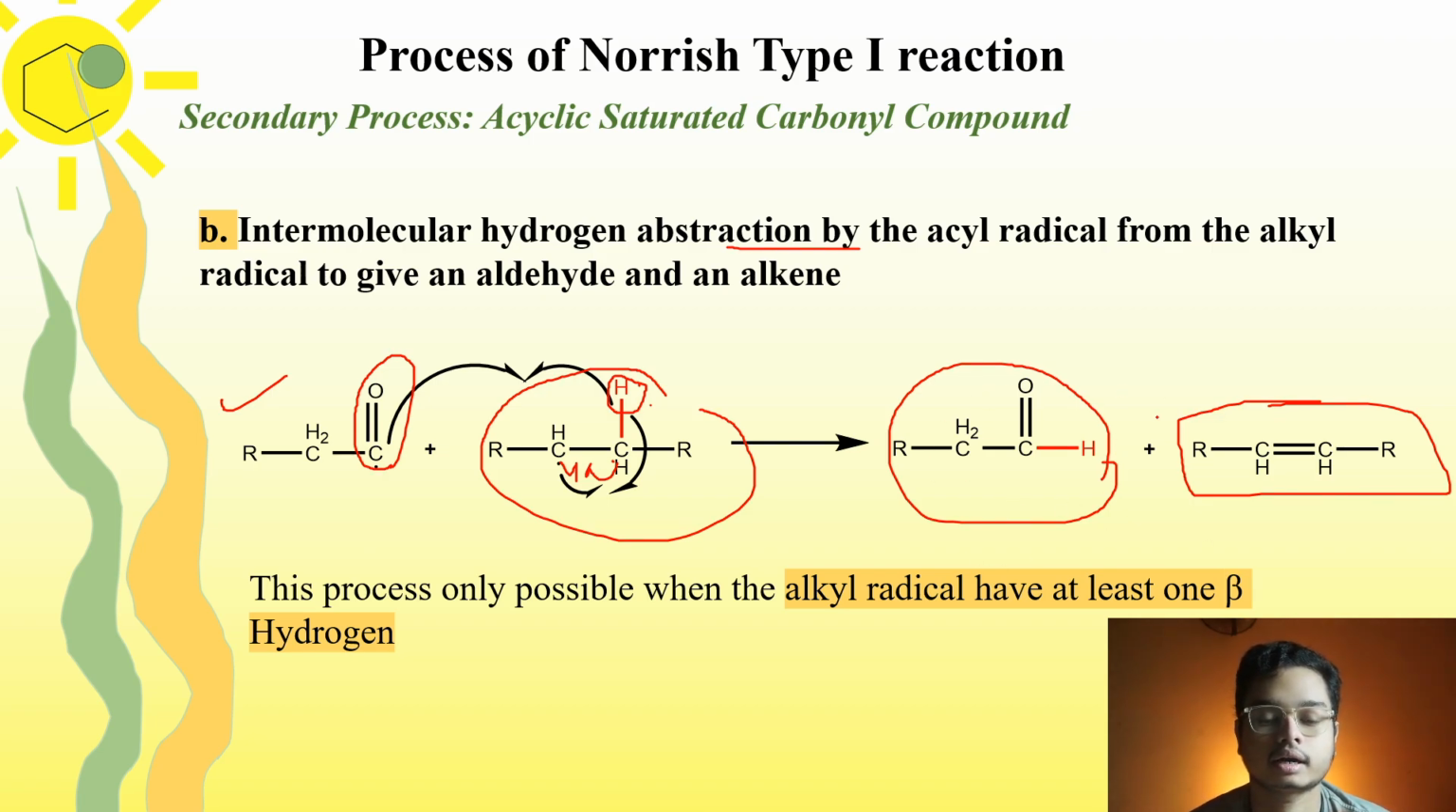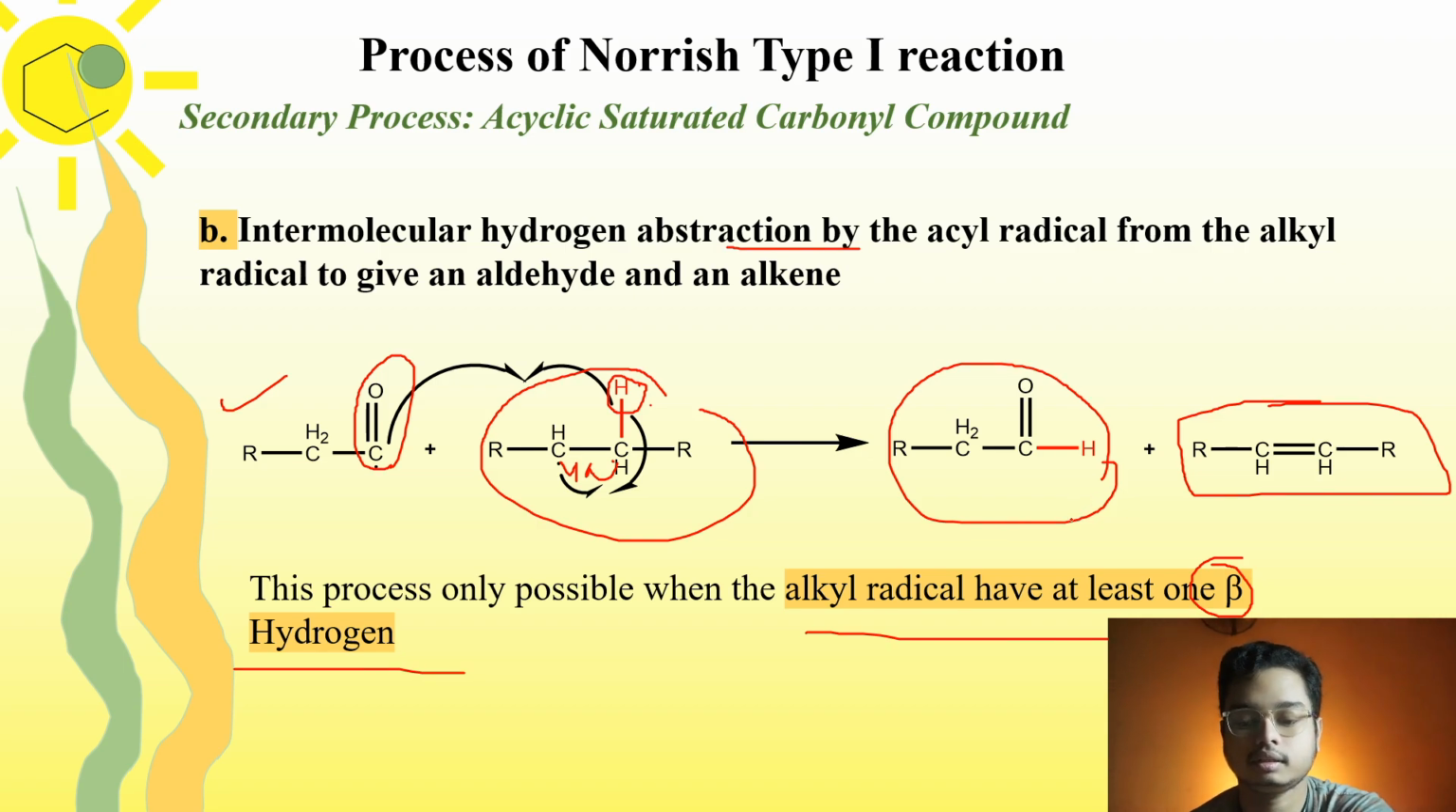And this particular process is only possible when the alkyl radical has at least one beta hydrogen. This is very, very important. If this resulting alkyl radical doesn't have any beta hydrogen, then decarbonylation takes place. Since this particular radical has one beta hydrogen, which is captured by the acyl radical, this type of product has been observed.